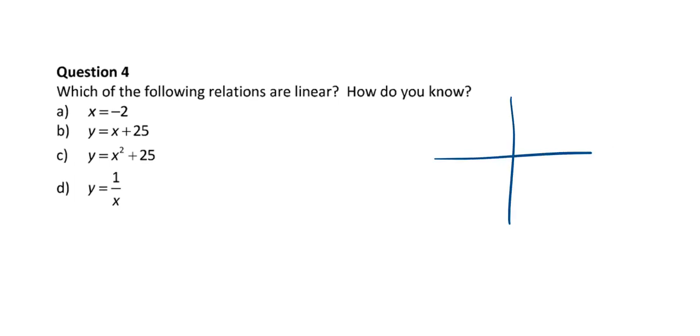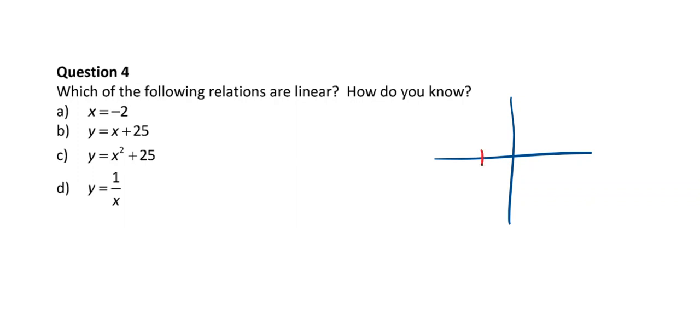Do you remember we did this in Math 9 too, right? Do you remember when x was equal to a number, what that was? Was that a vertical line or a horizontal line? All right, how many people say horizontal? All right, how many people say vertical? All right, the verticals have it.